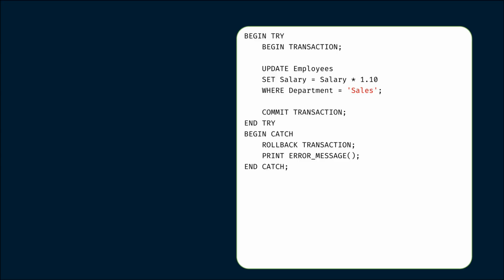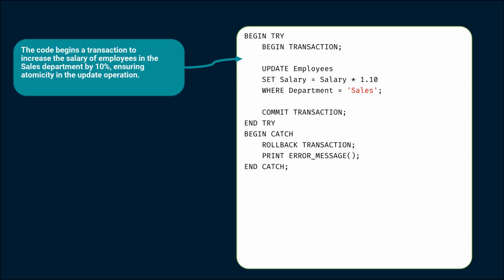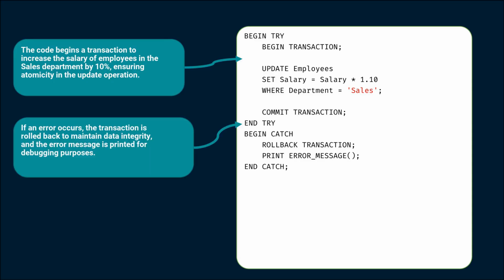Now, let's explore how we can implement error handling and transaction control in T-SQL, ensuring our database operations maintain integrity and reliability. We start with the try block, where we kick off a transaction to update employee salaries by 10% for those in the sales department. This transaction envelops our update operation, treating all changes as a single unit of work. If everything runs smoothly, we can confidently commit the transaction, which permanently applies the changes made.